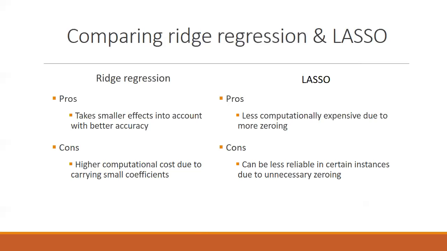On the other hand, LASSO is less expensive computationally due to more zeroing of coefficients. This has both its pros and cons. Sometimes ignoring small correlations not only helps computationally, but can make your predictions more accurate than ridge regression, which identifies the useless correlation. That being said, it is easy to see how ignoring such correlations could also be a hindrance.